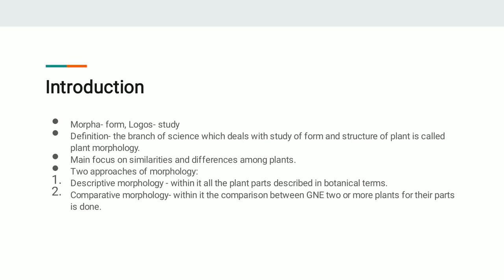The first approach is descriptive morphology. Within it, all the plant parts are described in botanical terms, like the number of petals, just like polypetalous, or gamopetalous where petals are fused. That is called descriptive morphology. Then the second approach is comparative morphology. Within it, the comparison between two or more plants for their parts is done. The main focus is on the comparison of two or more plants.